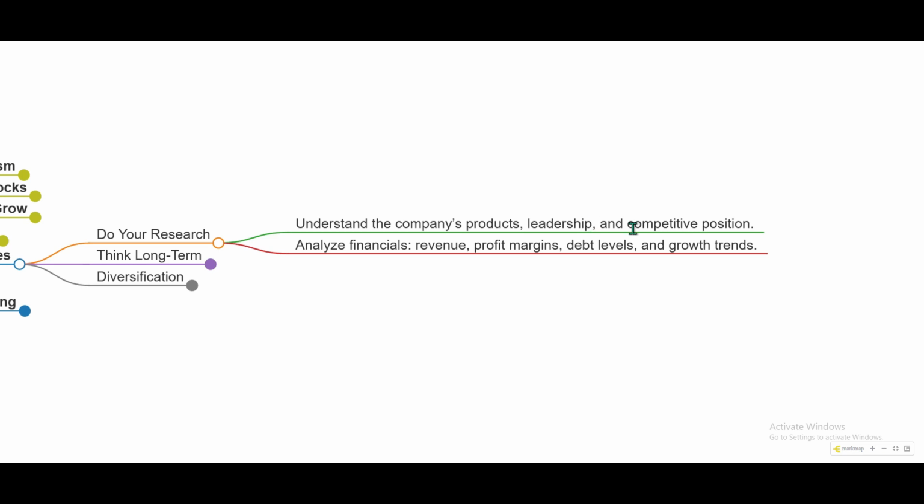Okay, and what is the competitive position? For example, you also need to see their peers, their competitors, their earnings, their annual report, so that you can check whether it has a substantial competitive advantage or not. And you need to analyze financials, for example revenue, profit margins, then debt levels. A company should not be much in debt, otherwise it will go into a debt trap and it will get bankrupt.